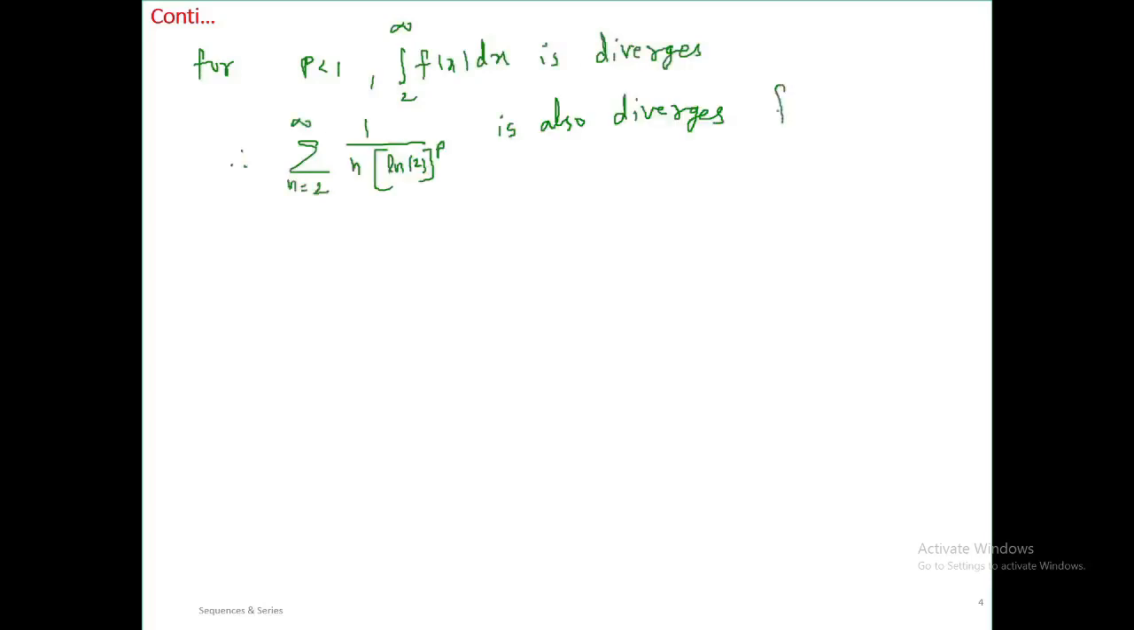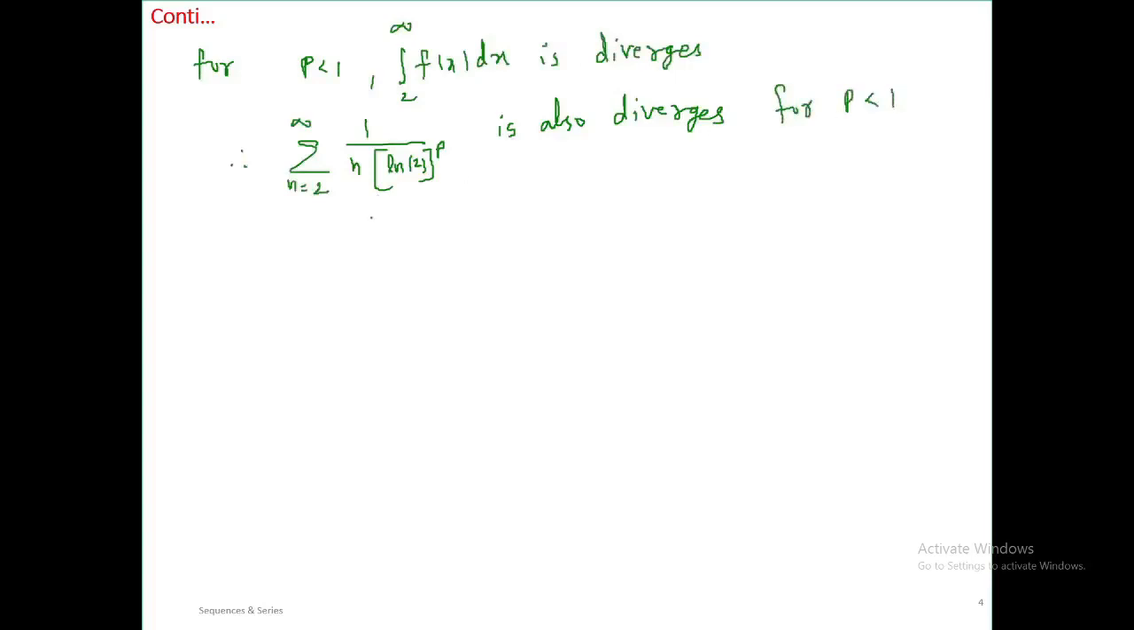So therefore for p less than 1, the integral of f of x dx from 2 to infinity is divergent, because the integral value is not finite. So therefore the corresponding series, n running from 2 to infinity of 1 upon n (ln n) to the power p, diverges for p less than 1, right?